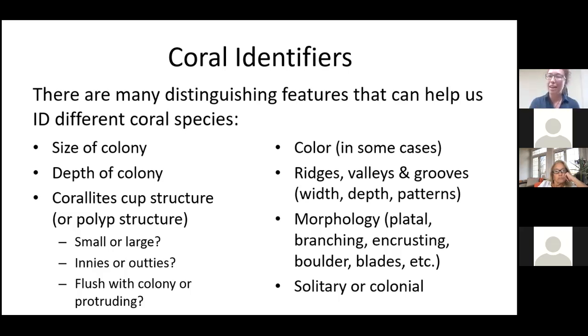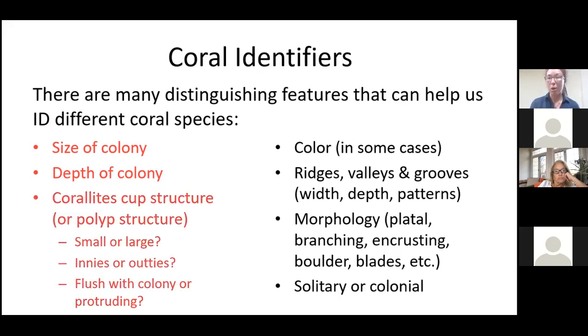So how can we tell which ones are corals and which ones are other animals or other creatures? Well, several ways. You can identify a coral by the size of the colony, what depth that colony is in, the potential coral that you're seeing. Is it super shallow? Is it super deep? Where in the reef system is this coral?